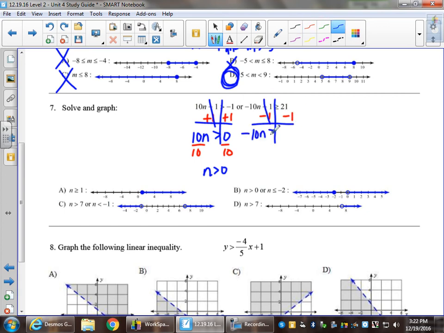Negative 10n is greater than or equal to 20. We'll divide both sides by negative 10. Dividing by a negative, inequality sign flips. So this is what we're looking for. N greater than 0 or less than or equal to negative 2. Just on values alone, the only one that involves 0 and negative 2, and in fact matches exactly what we wrote right here, is choice B.